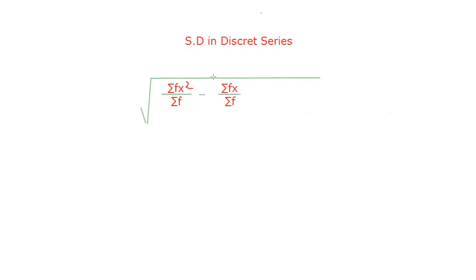Are you there with me, guys? Yes, sir. So this is the formula for standard deviation in discrete series and continuous series. For both these series, the formula is the square root of sigma fx square divided by sigma f minus sigma fx by sigma f, the whole square.